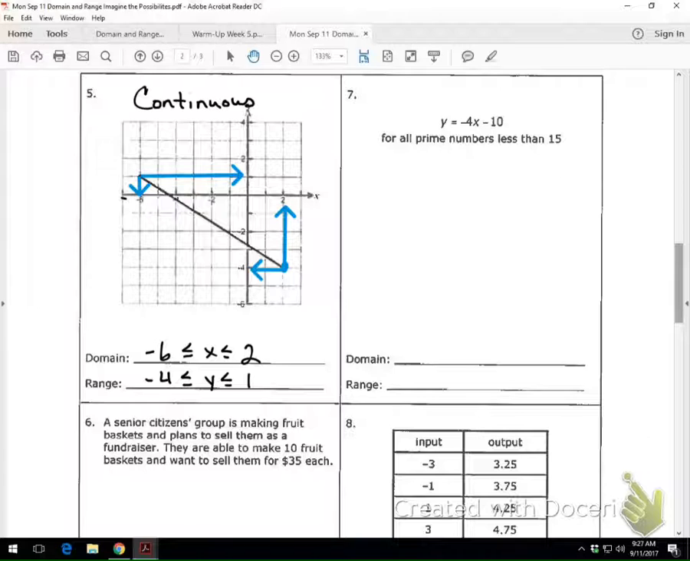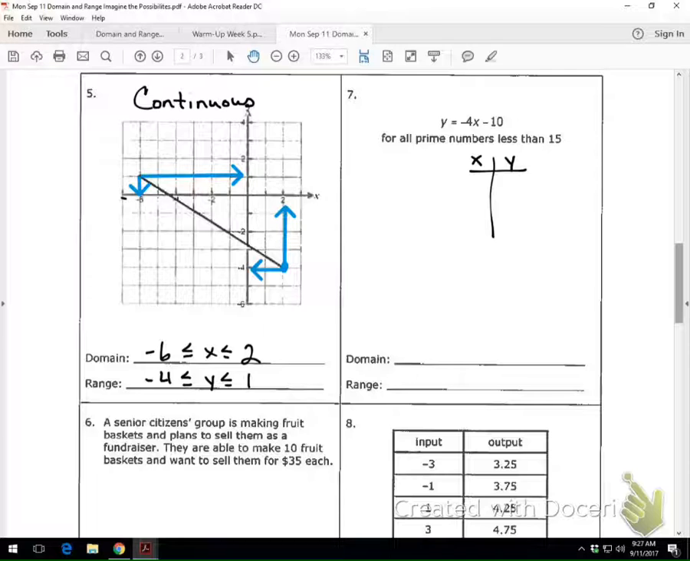Alright, so number 7. 4 equals y equals -4x minus 10 for all prime numbers less than 15. So what does prime mean? 1 and itself. Okay, so let's do this. Now first of all, how am I gonna write this? Am I gonna write this like number 5 or am I gonna list it out? Being that it's an equation, list it out. So let's make a table.